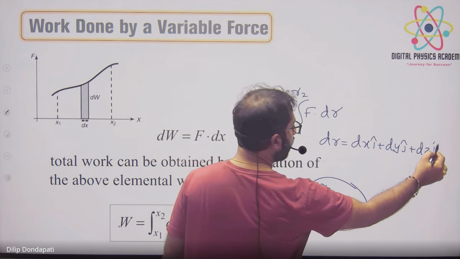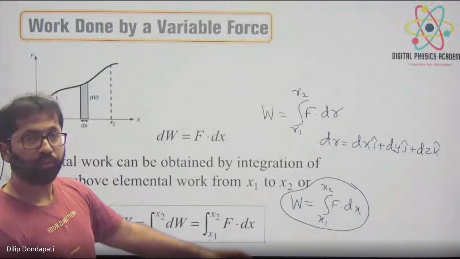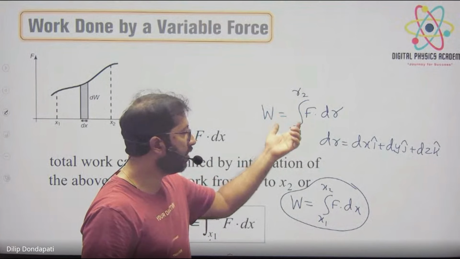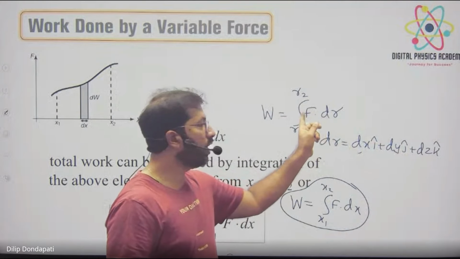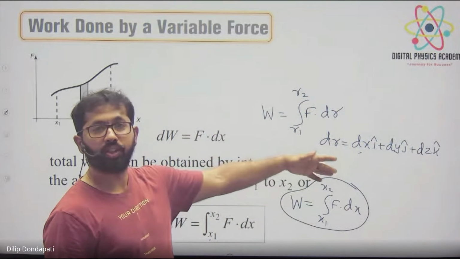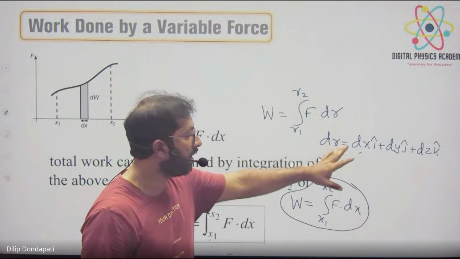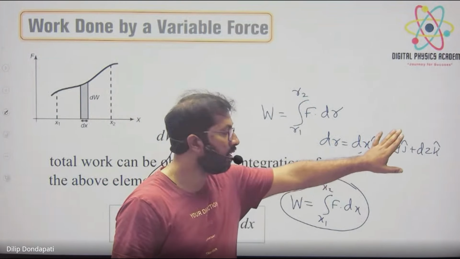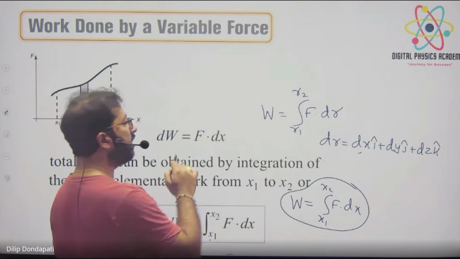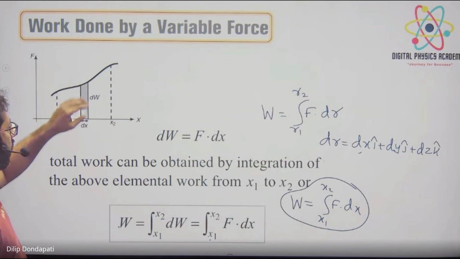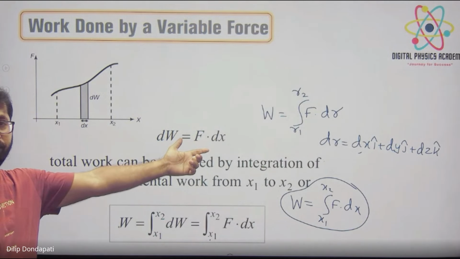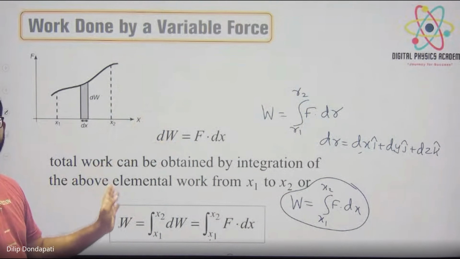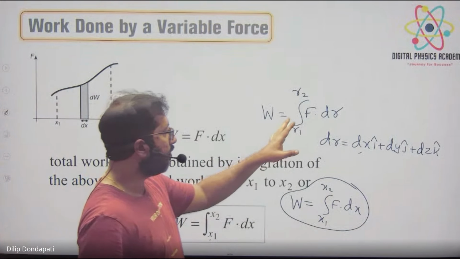You have to take this always. Suppose the force is only in x and y, take only x and y, then only you can do the dot product. Otherwise you cannot do the dot product. So dr should always be taken as dx i cap, dy j cap, dz k cap. Sir, do we need to learn the derivation of f dx? No, the derivation just explains that we can get small work done, f dot s, so to get total work done we have to integrate, that's it. So f dot dr is a formula.